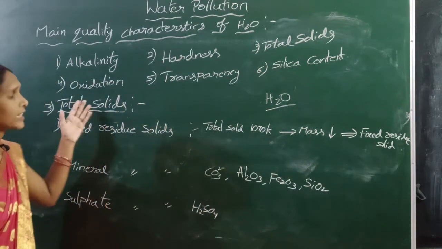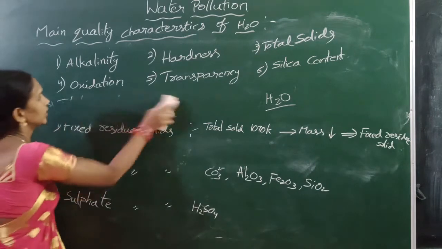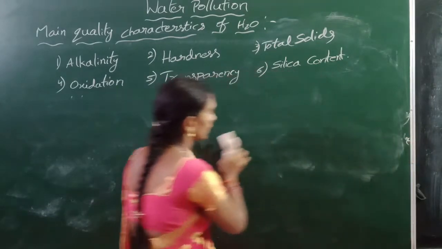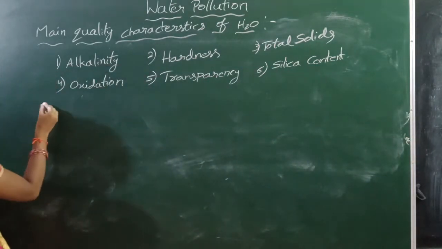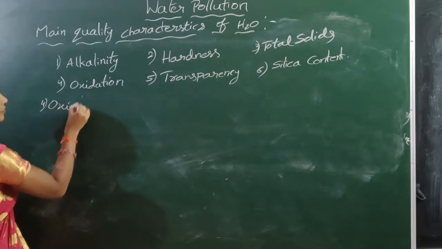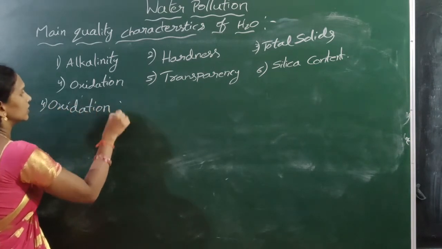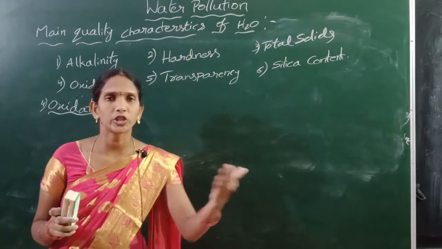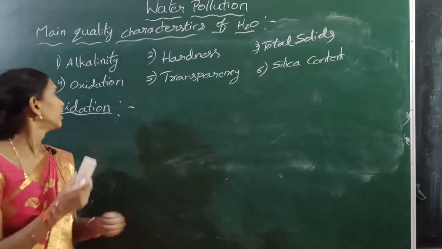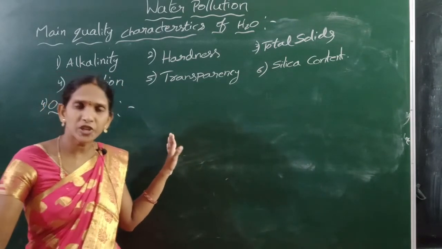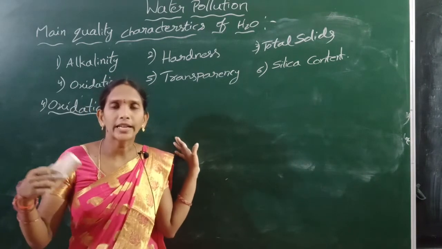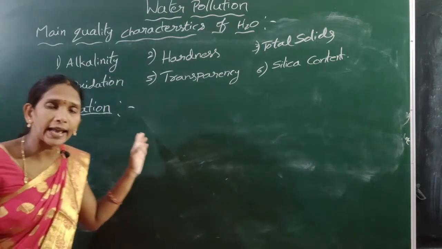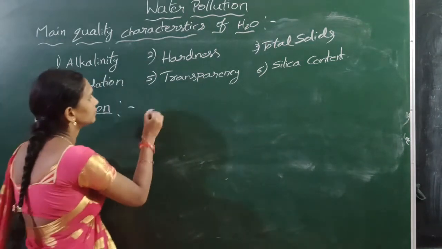The next one is oxidation. The fourth one is oxidation. Oxidation means the contamination. Contamination means pollution. The contamination of natural water by organic substances can be usually characterized by oxidability.